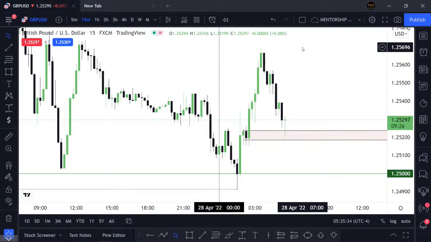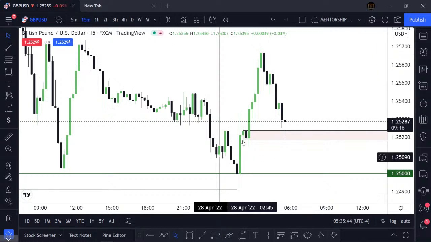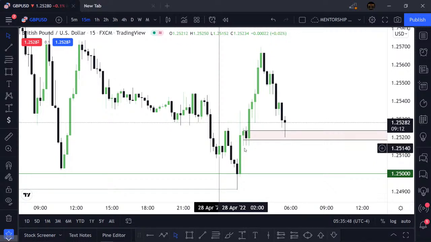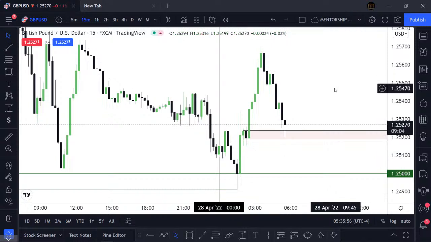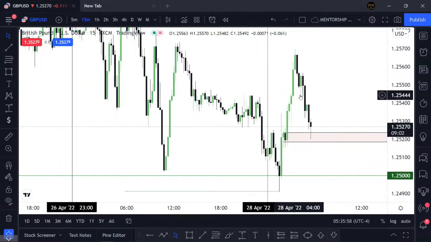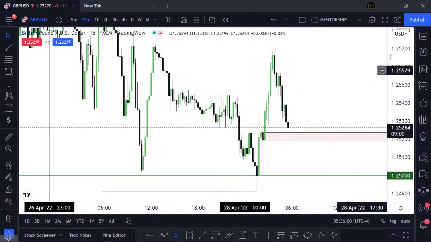Musa, I mean, will not price come below the institutional candle and fill the imbalance? This will be done some other time. Okay, if it doesn't do it today, now no one has a prediction that is 100% over these markets.